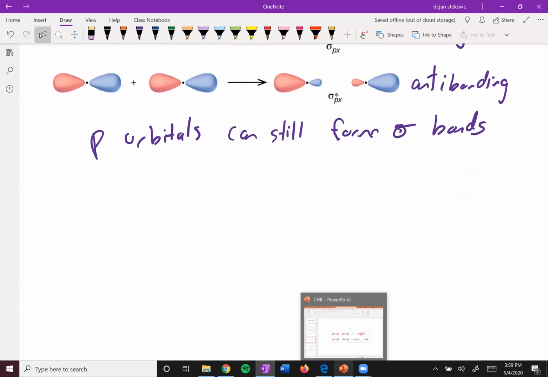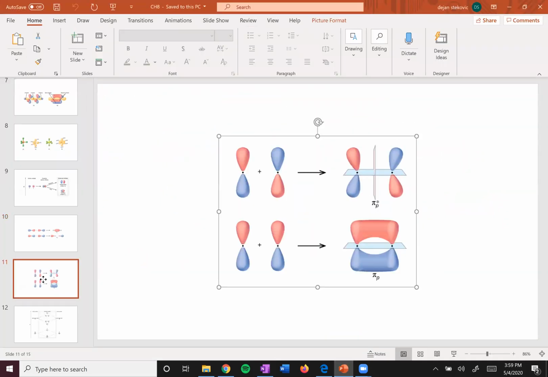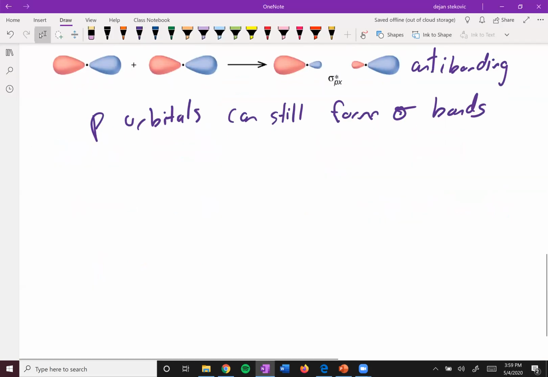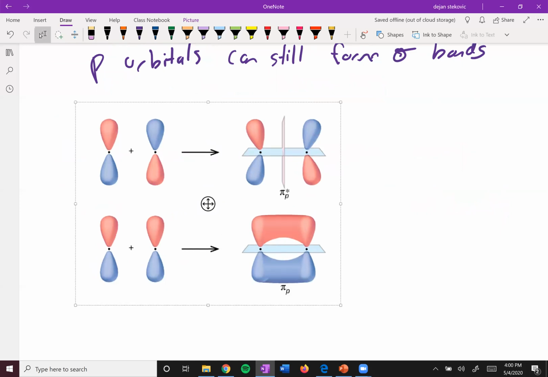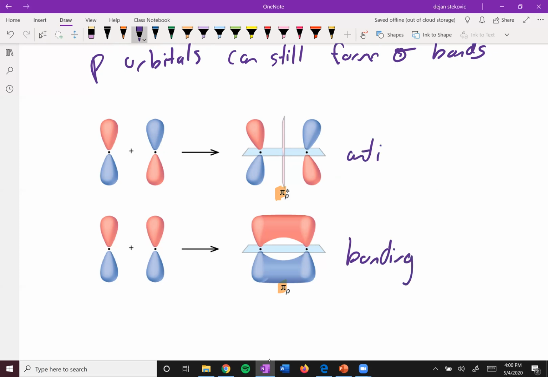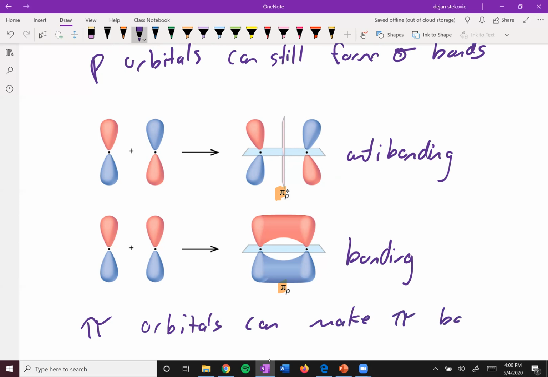What about the py and the pz orbitals? Just take a look at one of them here. They can mix as well to either form a bond or an anti-bond. But in this case, there's not direct overlap, so they're pi bonds. This is a bonding orbital, and this is an anti-bonding orbital. So p orbitals can either make sigma bonds or they can make pi bonds. Cool.